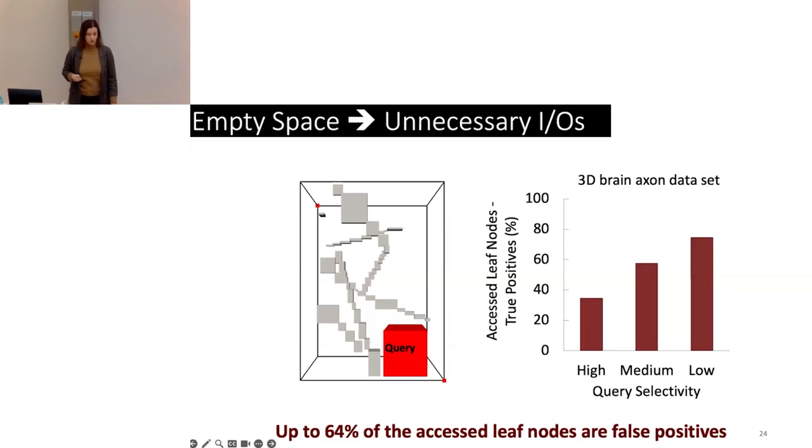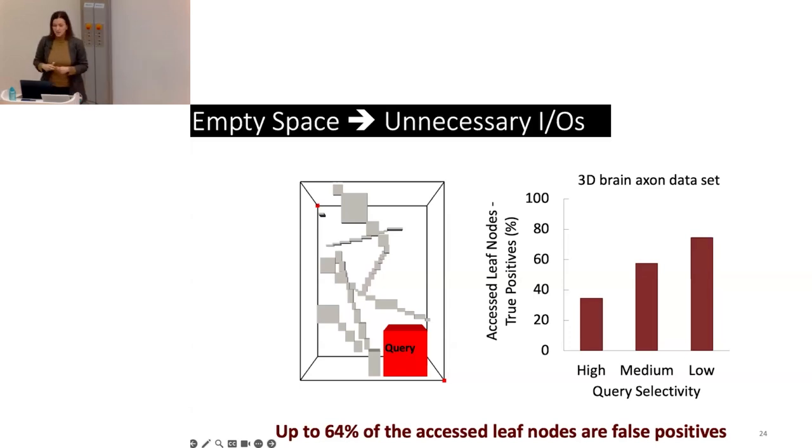And if I show you some numbers now, calculated over a real 3-dimensional data set, here on the slide I'm showing you a graph where I vary the query selectivity on the x-axis. So I have these 3D spatial range queries with high, meaning very few results are returned, medium and low selectivity. And on the y-axis, I measure the percentage of the leaf nodes of the R3 index that I need to access that actually contain true positives, so that contain actual results.